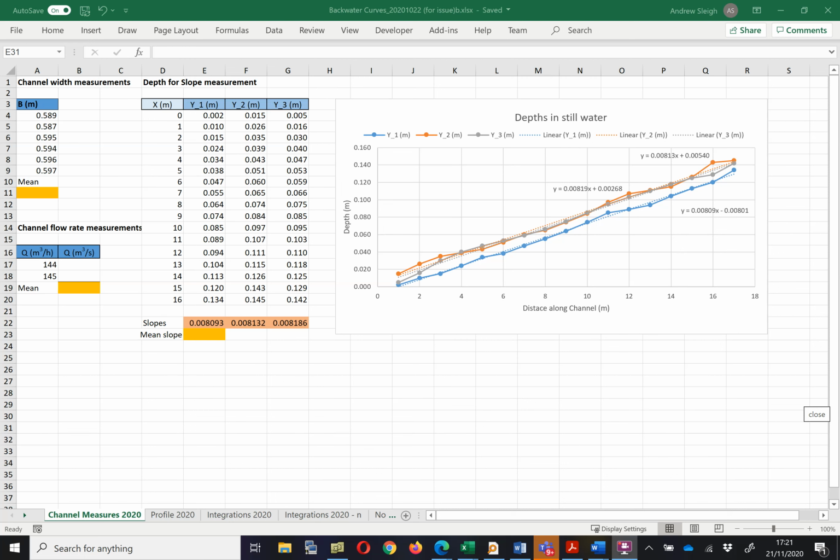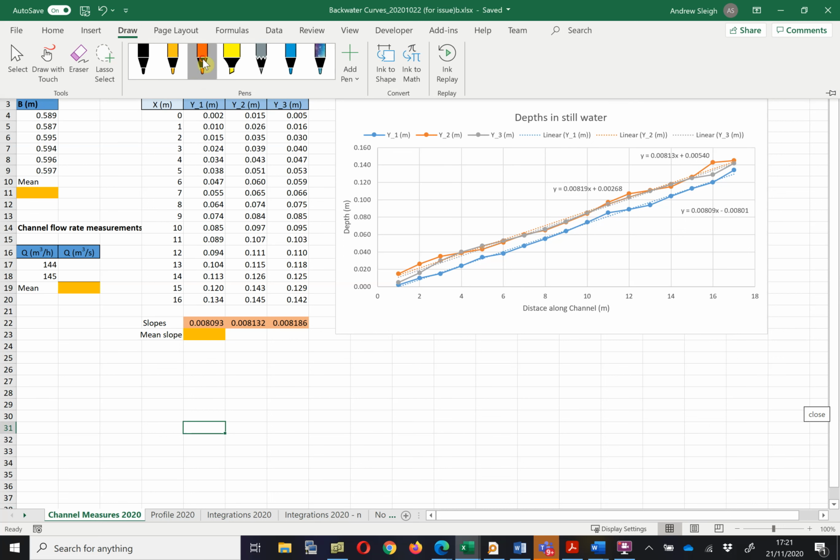Okay, this is a spreadsheet of the Backwater curves lab data. This is data that I collected, and I'm just going to go through the data now and show you what you need to do with this data and how to interpret it.